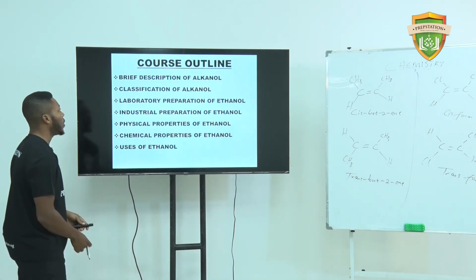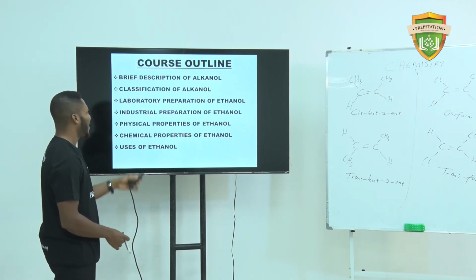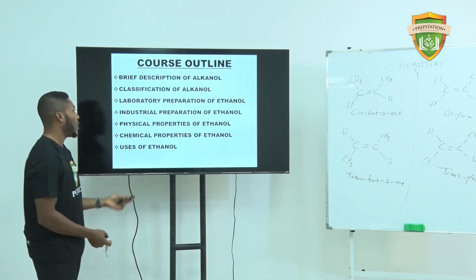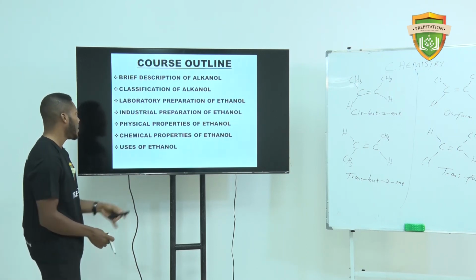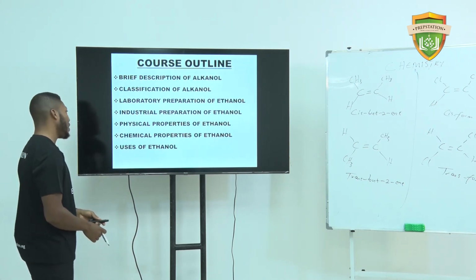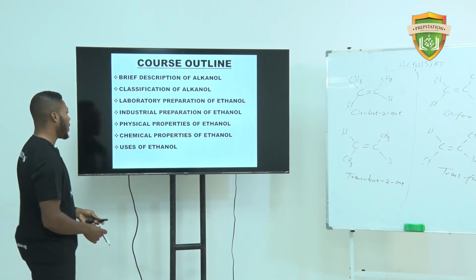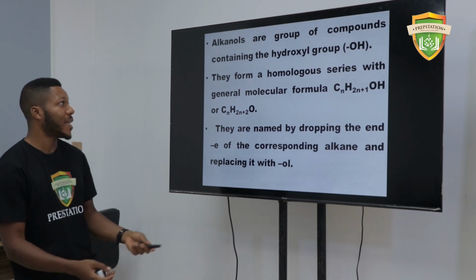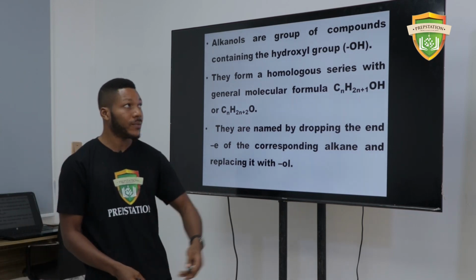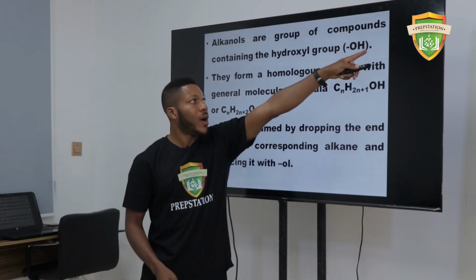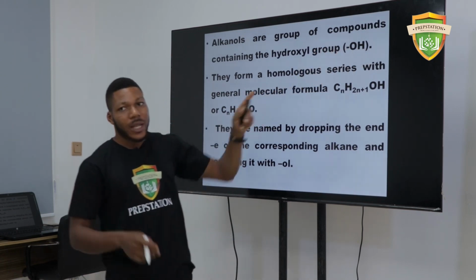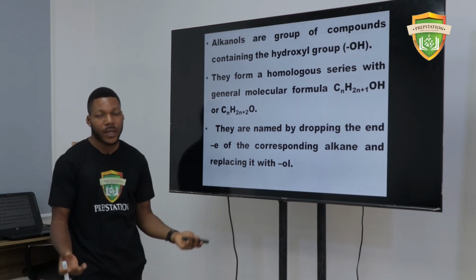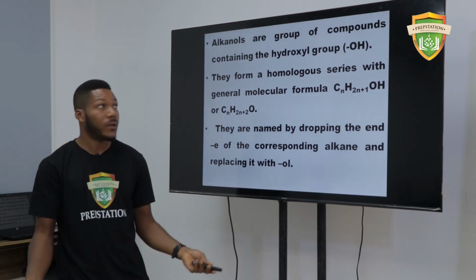Alkanols. On this, we're going to look at a brief description of alkanol, how to classify alkanol based on their alkyl group, then lab preparation of ethanol, precisely industrial preparation of ethanol, physical properties, chemical properties, and their uses. All right, what are alkanols? Alkanols are compounds containing hydroxyl, OH. And once you have OH in a compound, that compound is an alkanol. Some people call it alcohol. The same thing, either alkanol or alcohol, they are the same.